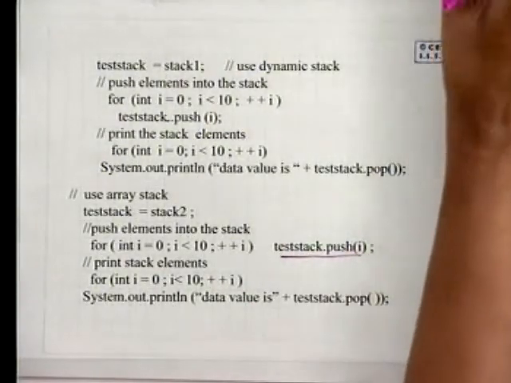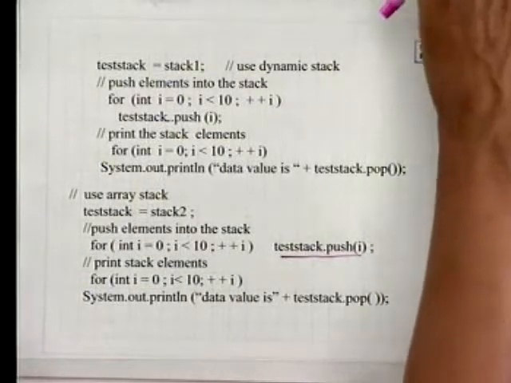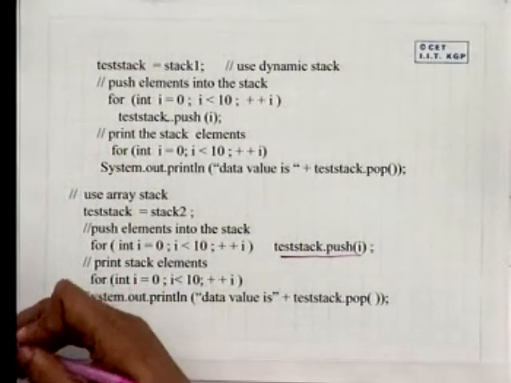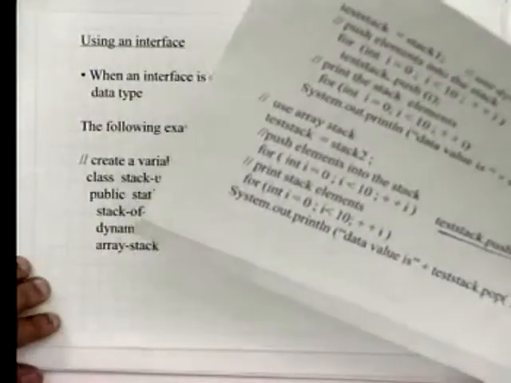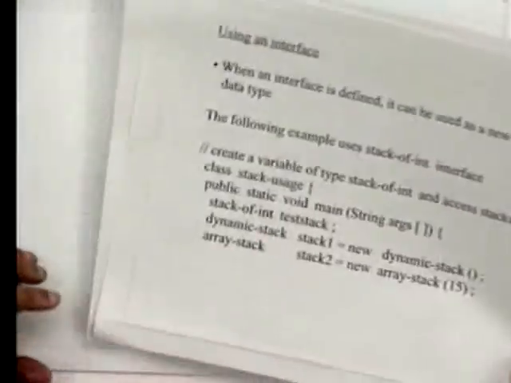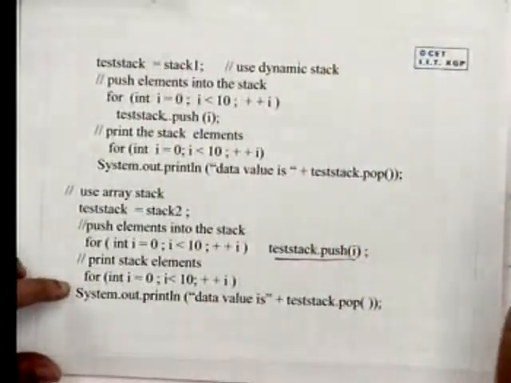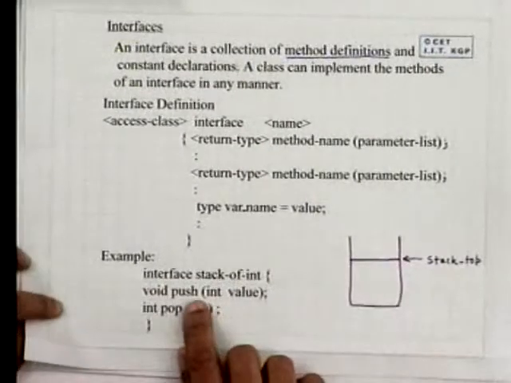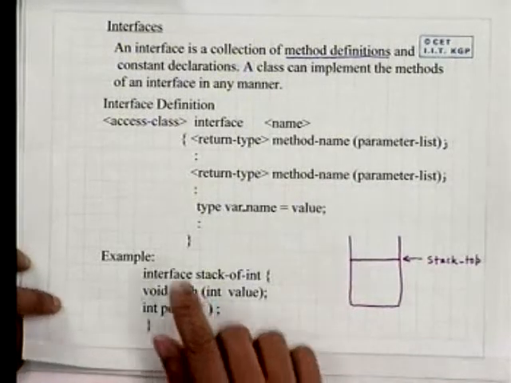So here also we are using the push and pop operations which were defined in the array implementation of a stack. So this is a typical simple example in which we have shown two different ways the same interface can be implemented, and how the corresponding operations which were defined in the interface are implemented. One should remember that all the methods that are declared in the interface are public in nature.